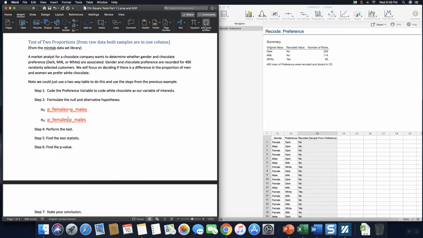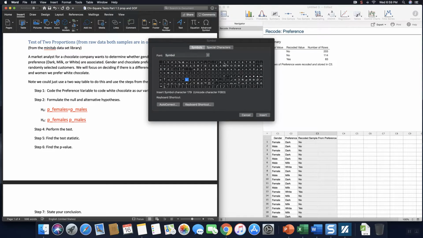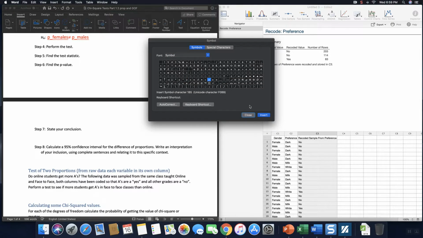Advanced symbols. Why is this taking so long? I'm going to have to cut this whole part. Please don't make this video 30 minutes, my Mac. There's my not equal to. Whoa, that was weird.